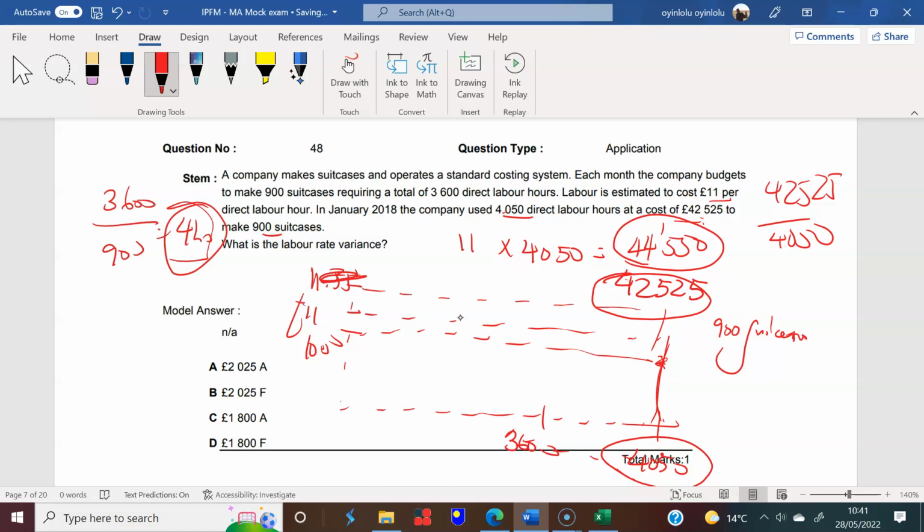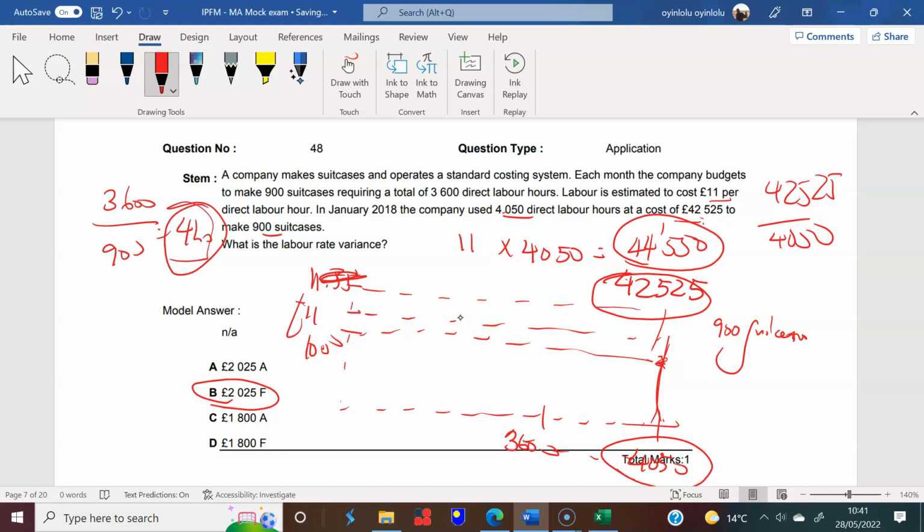44,550 minus 42,525 takes us to 2,025. Favorable. It's a favorable variance. You've spent less than you should have. I thought this was 45 something 255 or whatever. But anyway, that's the picture of that.